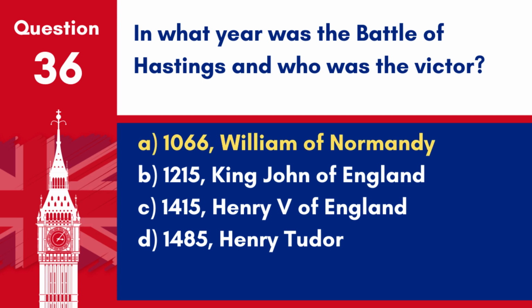Answer: A. 1066, William of Normandy. The Battle of Hastings in 1066 was a decisive victory for William of Normandy, also known as William the Conqueror, marking the beginning of Norman rule in England.